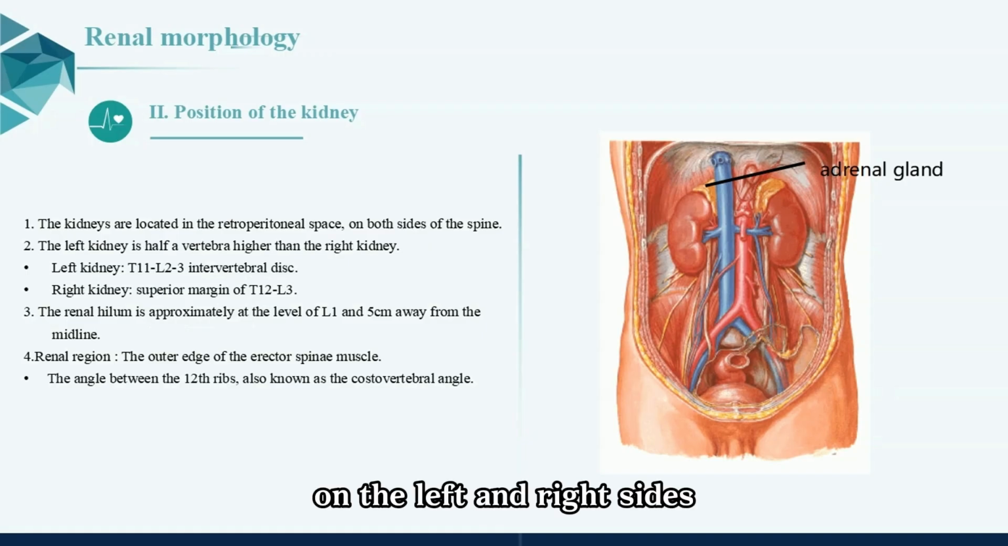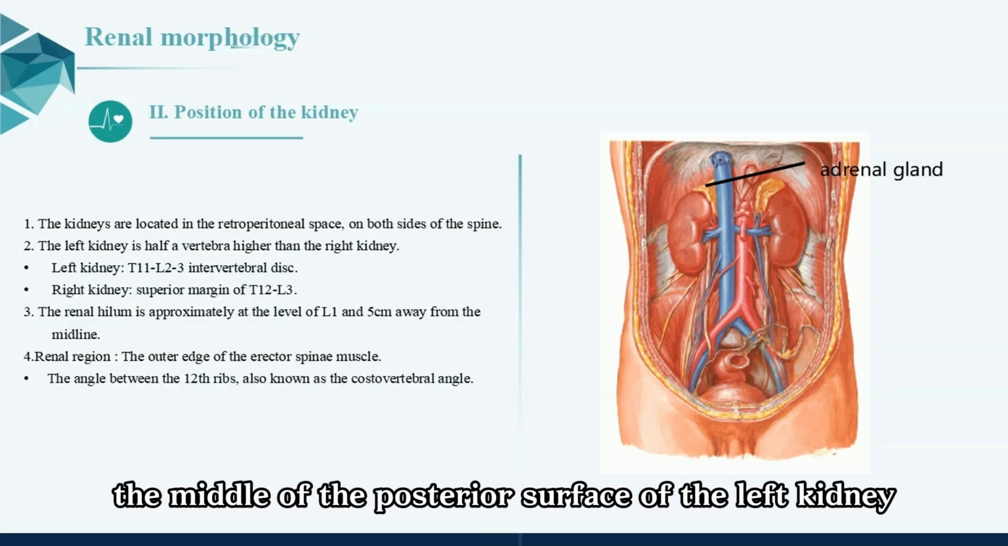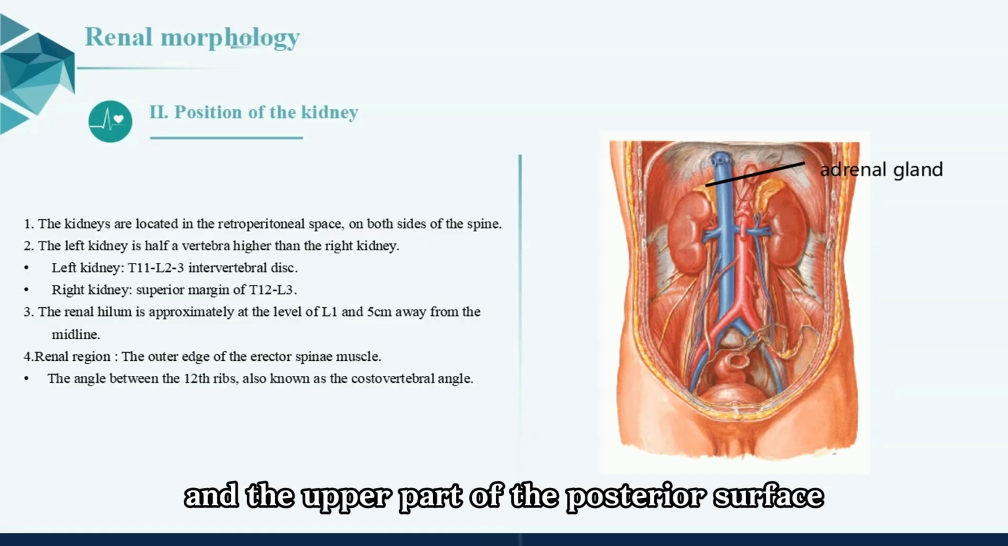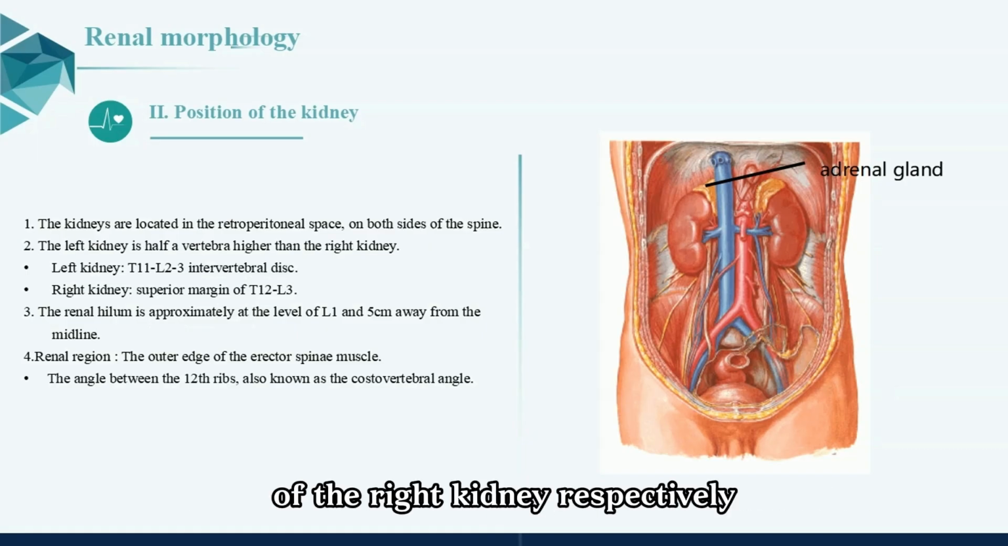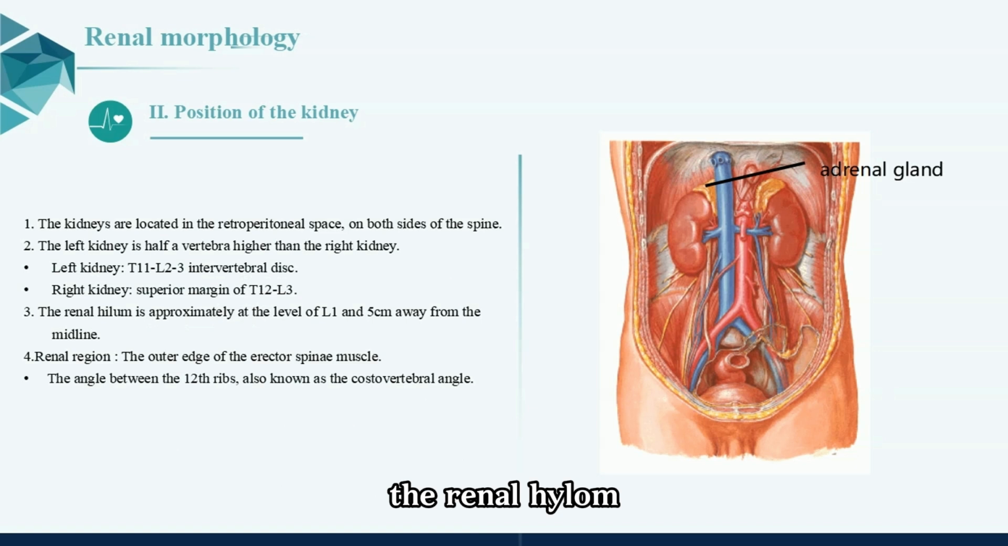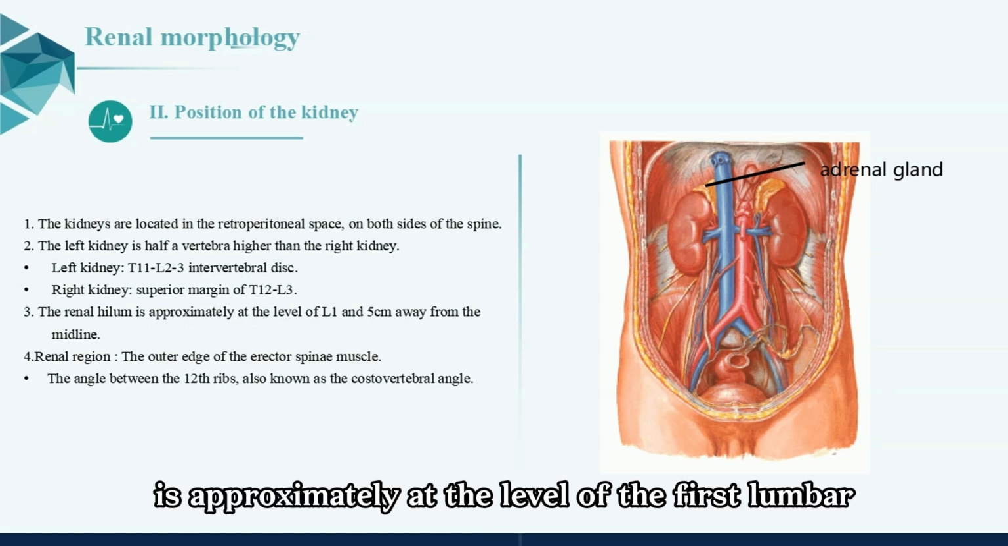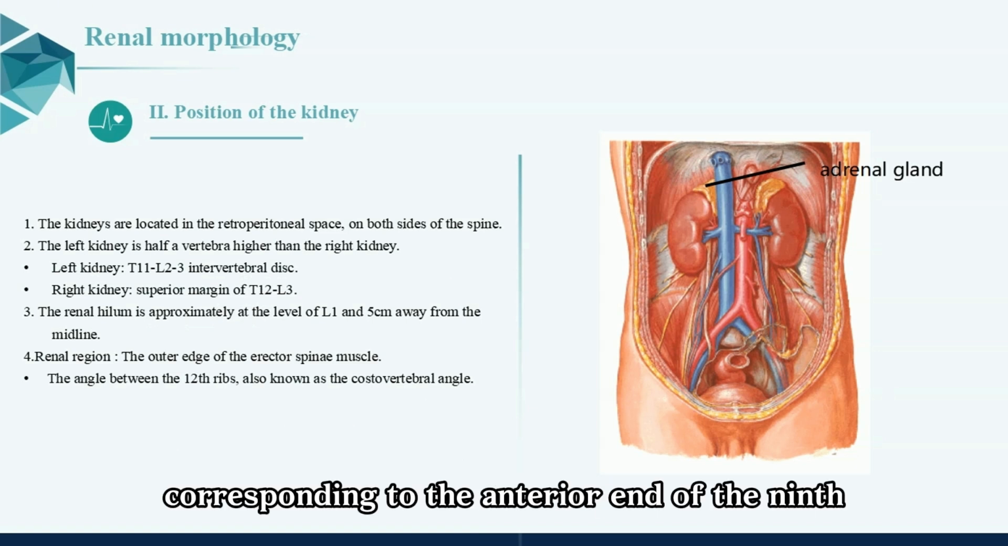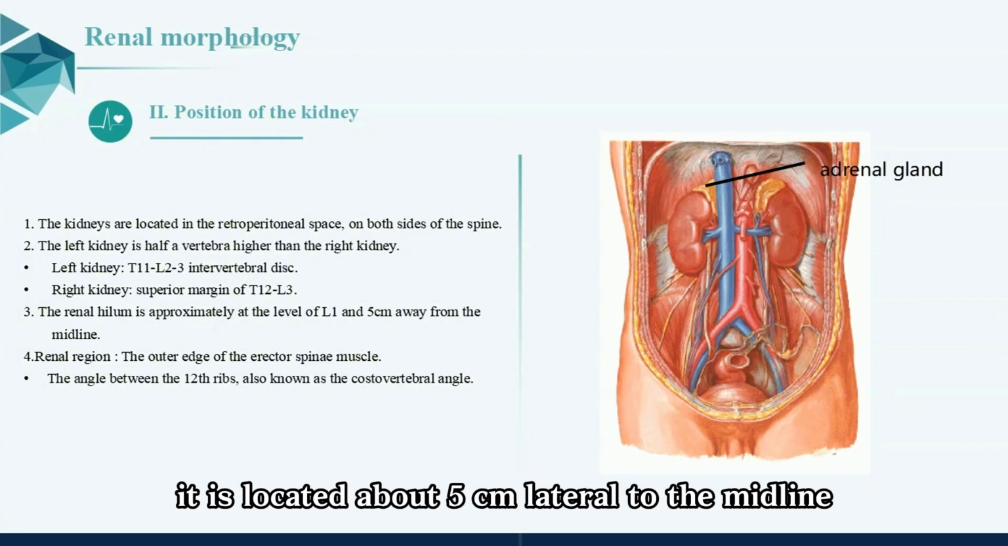The 12th ribs on the left and right sides pass obliquely across the middle of the posterior surface of the left kidney and the upper part of the posterior surface of the right kidney, respectively. The renal hilum is approximately at the level of the 1st lumbar vertebral body, corresponding to the anterior end of the 9th costal cartilage. It is located about 5 centimeters lateral to the midline.